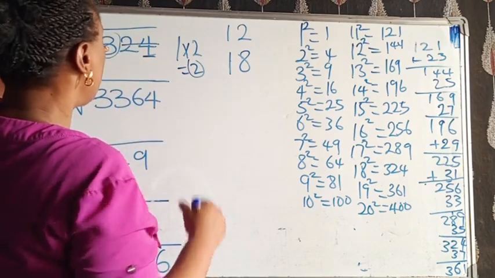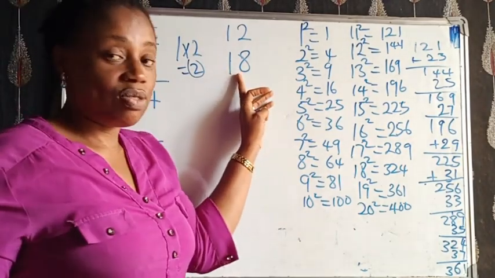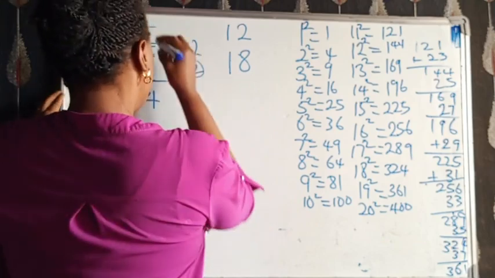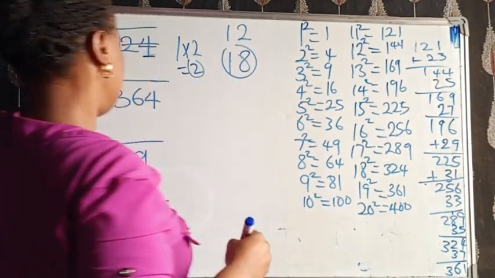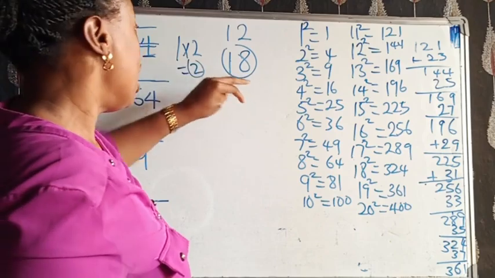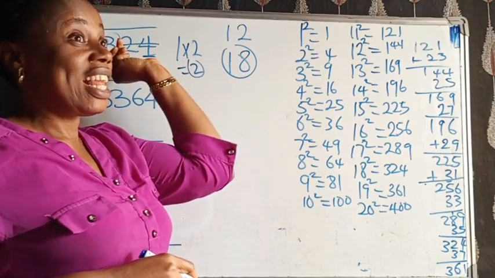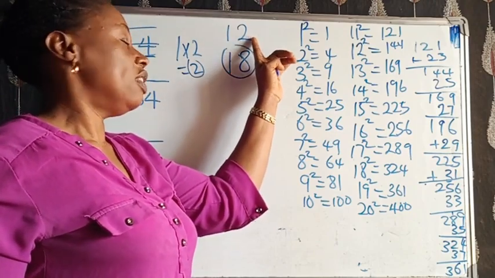Which one is greater, 2 or 3? That is, 3 is greater. That means this will be the answer. So 18 is our final answer, because 3 is greater. If this number is less than the answer you got after multiplying, it will be this one.